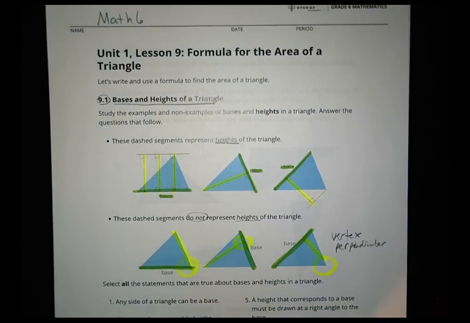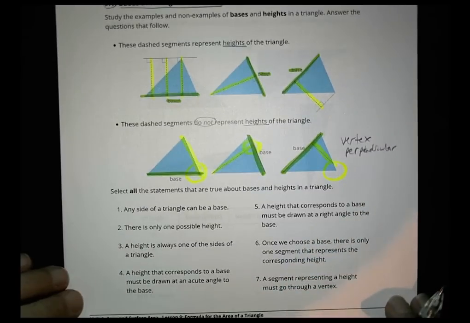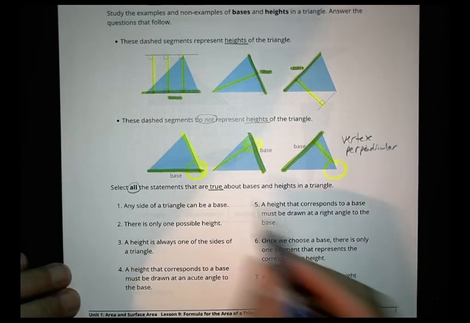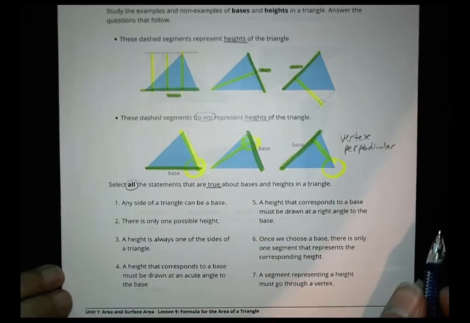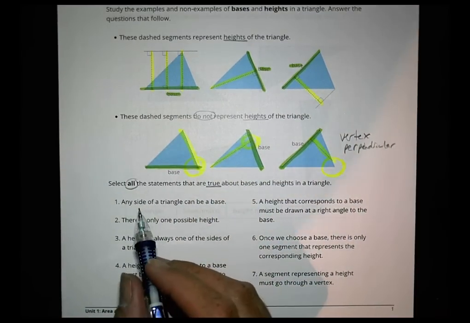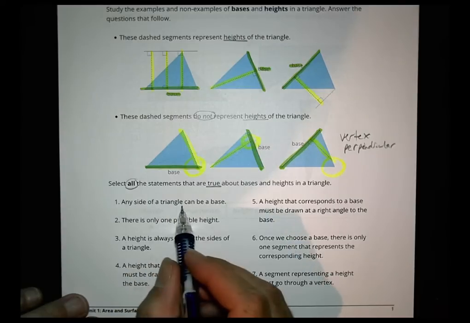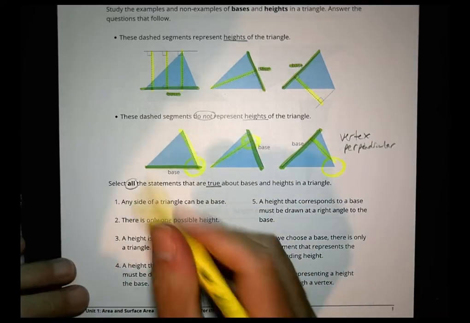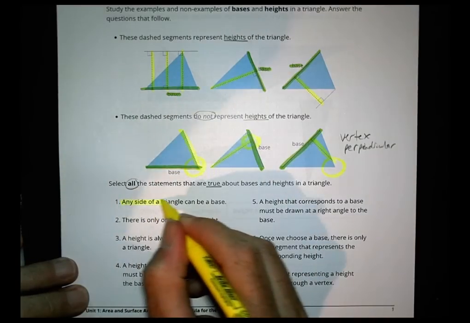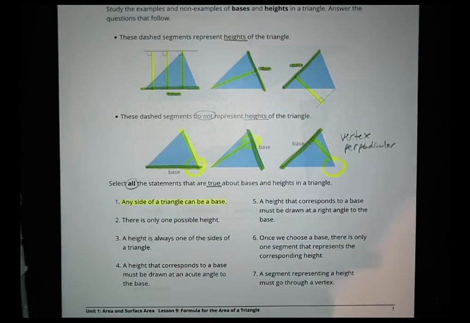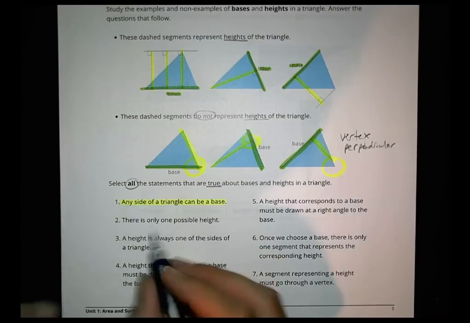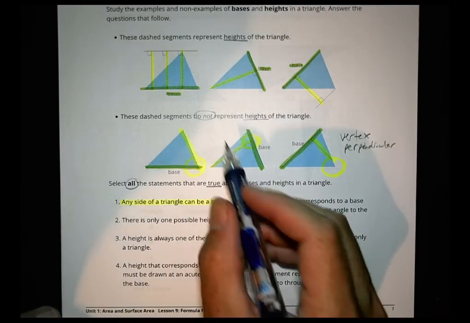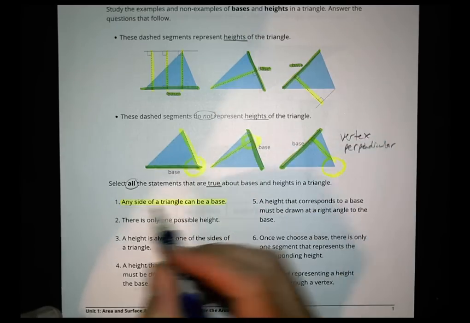So let's take a look then at the next question, which says select all the statements that are true about bases and heights in a triangle. So the first one, any side of a triangle can be a base. Well, that is going to be a true statement. Absolutely true. Any side can be a base. No problem with that one. There is only one possible height. Well, that's not going to be true because it depends on which one you say is the base.